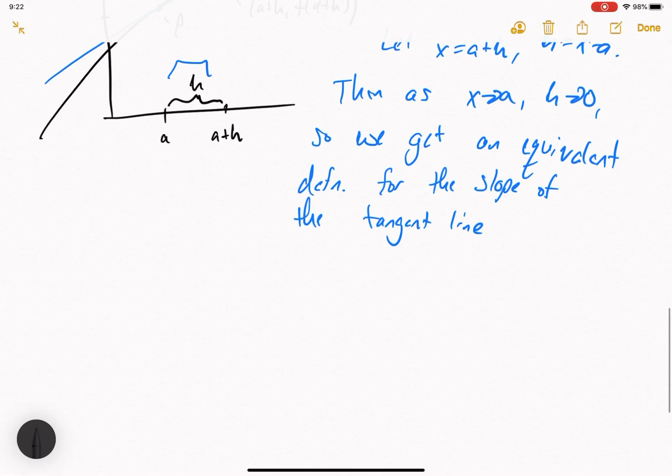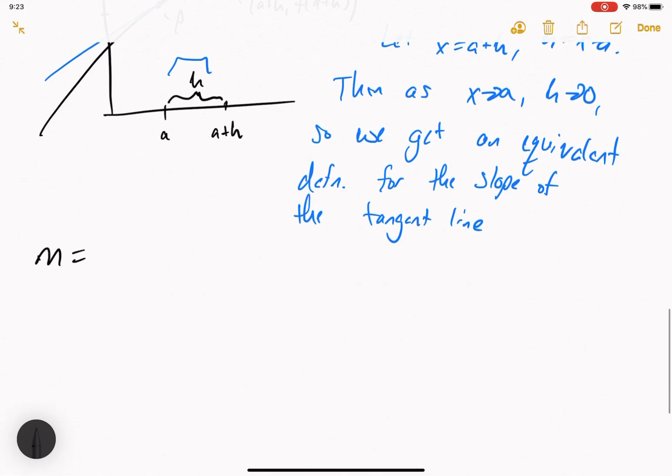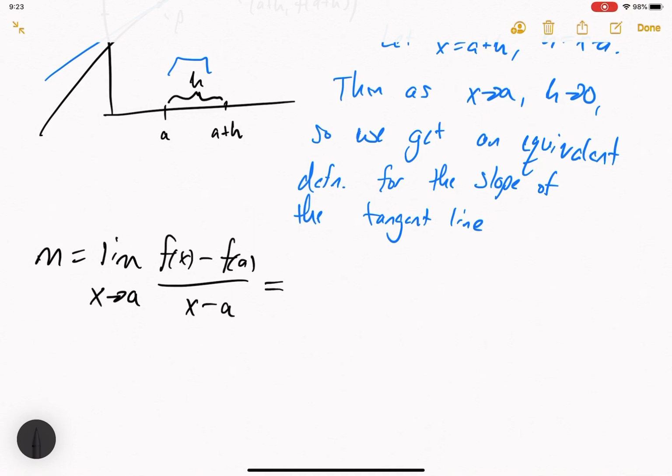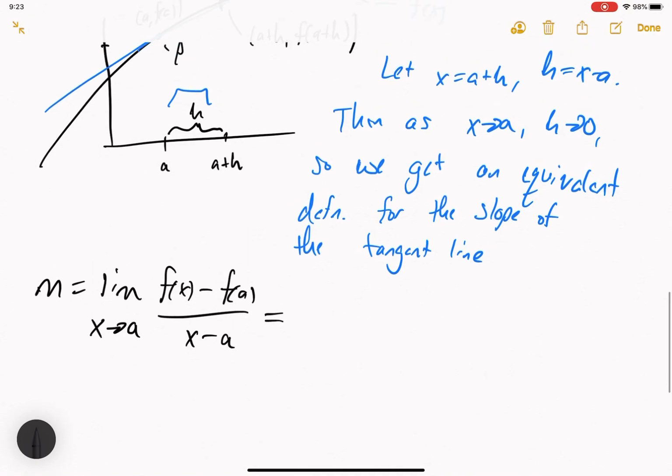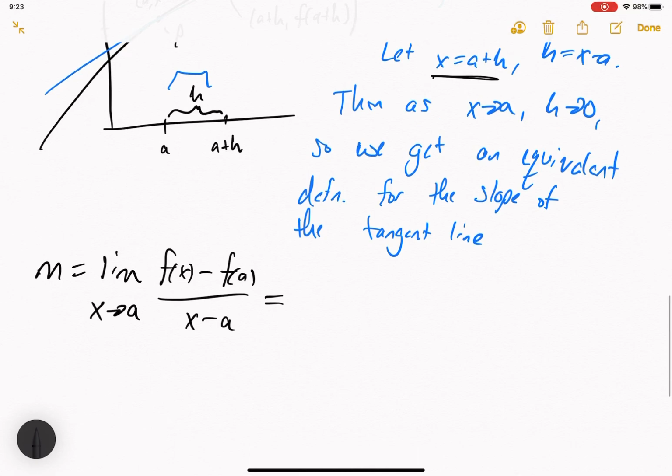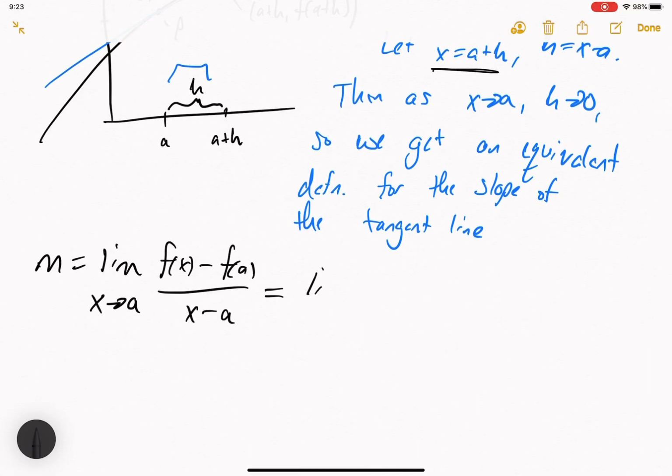But what this ends up being is that if we had our slope m, remember that we previously defined it as the limit as x goes to a of f of x minus f of a divided by x minus a. But if we do the construction that we had right here, that if we let x equal a plus h, then what we get is the limit. And remember, as x goes to a, h goes to 0, so we can use h going to 0 instead.